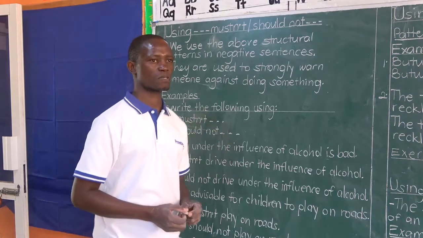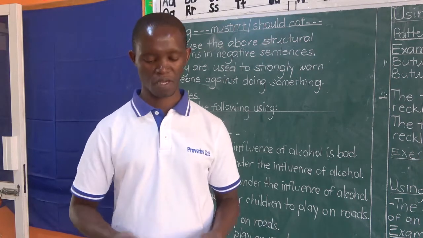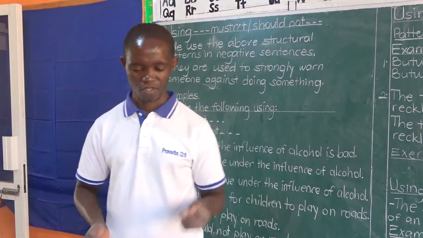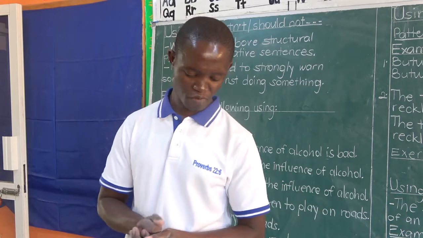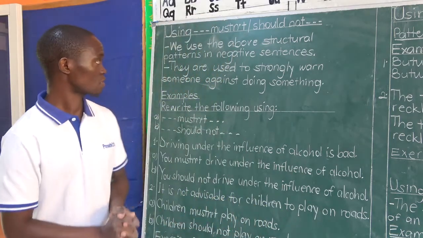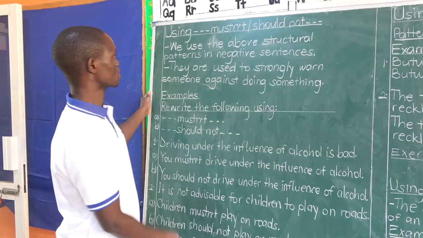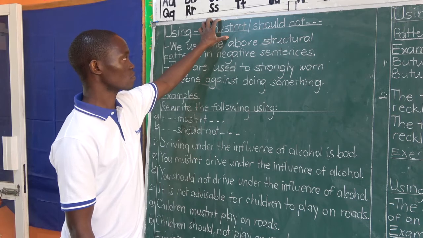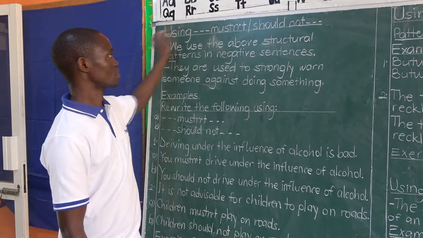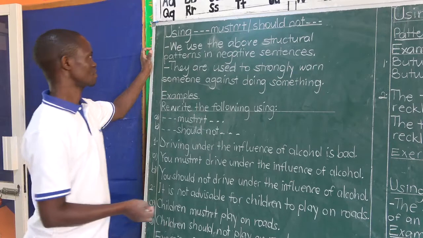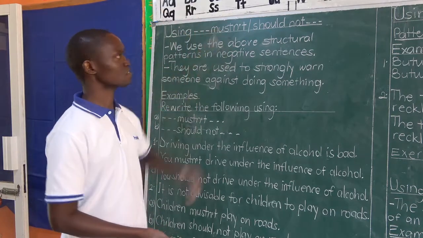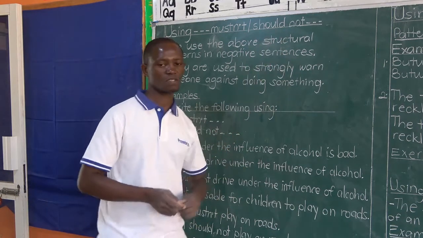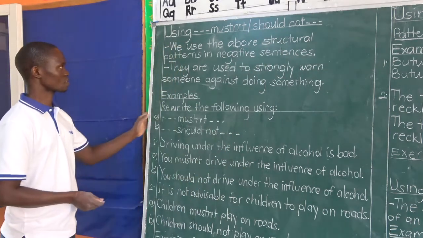I told you every topic has different aspects, and among them we have the vocabulary part, the structure, as well as the comprehension and composition. So for today our attention must be on the structure, and in fact there are two in one, because they almost mean the same. If you master the use of mustn't, you should not deceive yourself that you have challenges using should not. They are used exactly the same way.